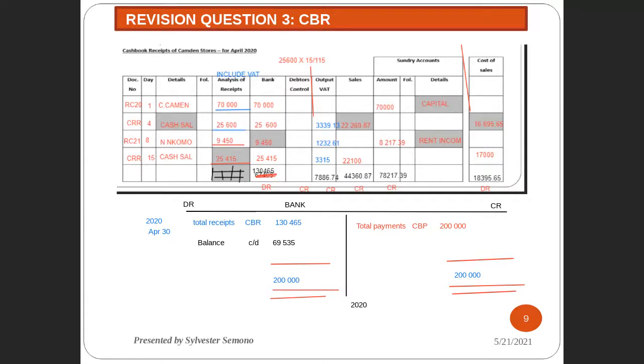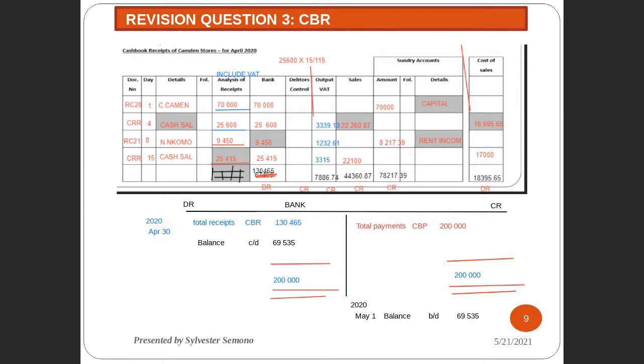And it's going to be May 1st. You know? And then you say balance brought down. And the same as that carry down, always. So the brought down always depends on the carry down. Yeah, always, as you can see here.